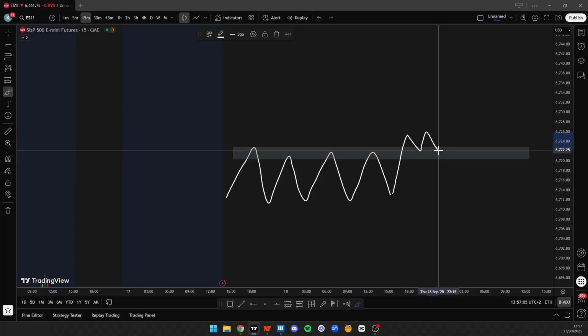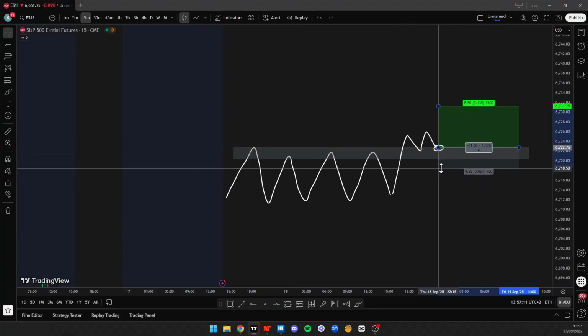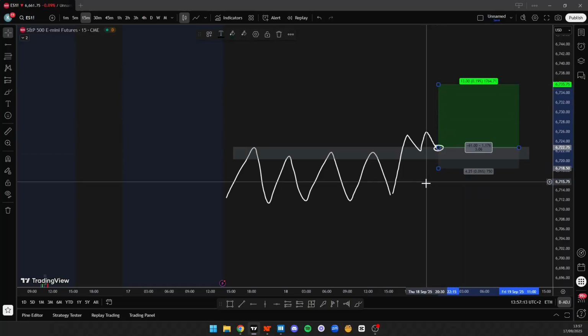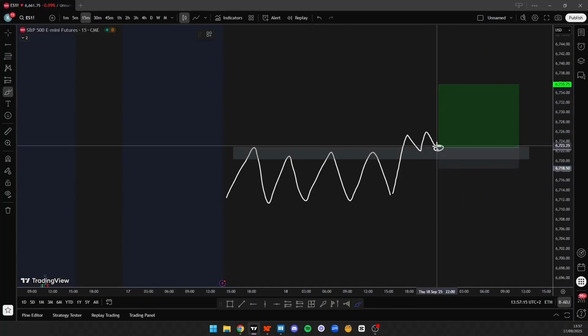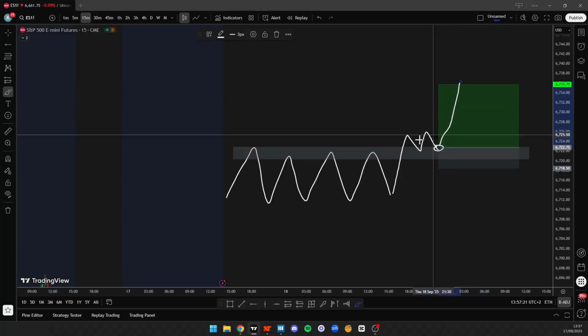Then I would wait for price to come back to this level, and then I would try and find confirmation to enter long. For me personally, this is a safer way of trading it. Obviously, nothing is guaranteed. Price could completely collapse from there, which is just part of trading. But for me, this is a safer way of trading these flips of support and resistance.